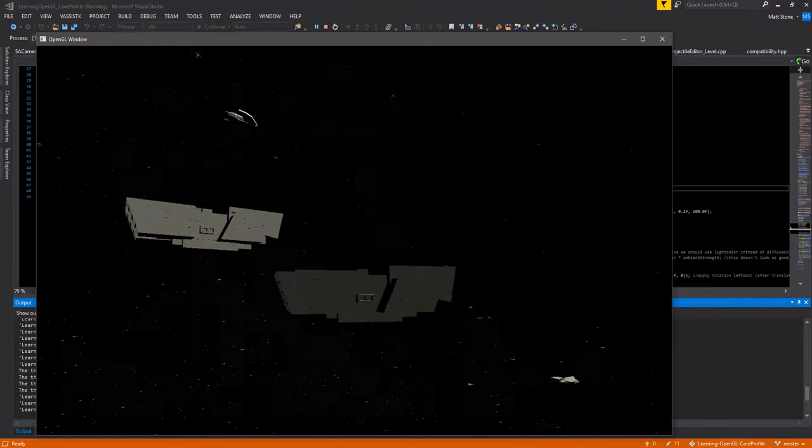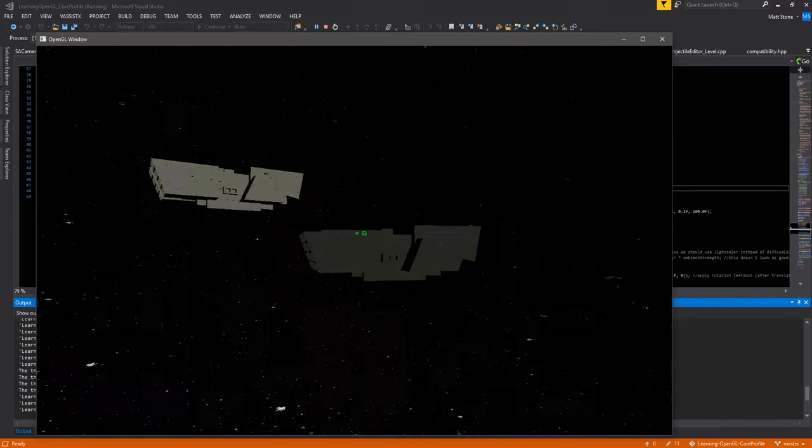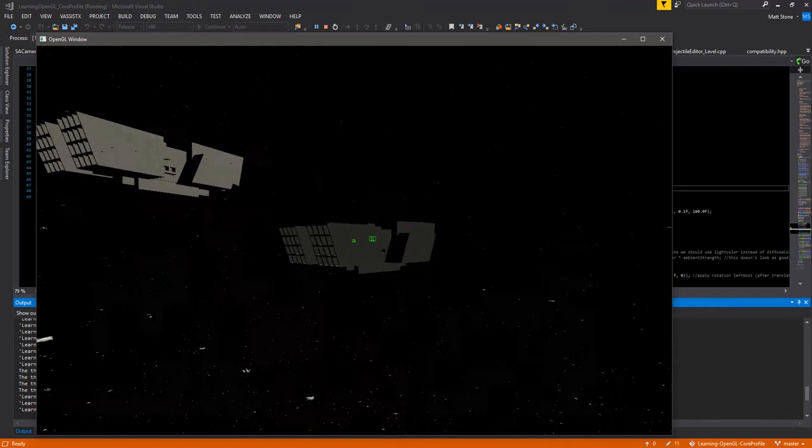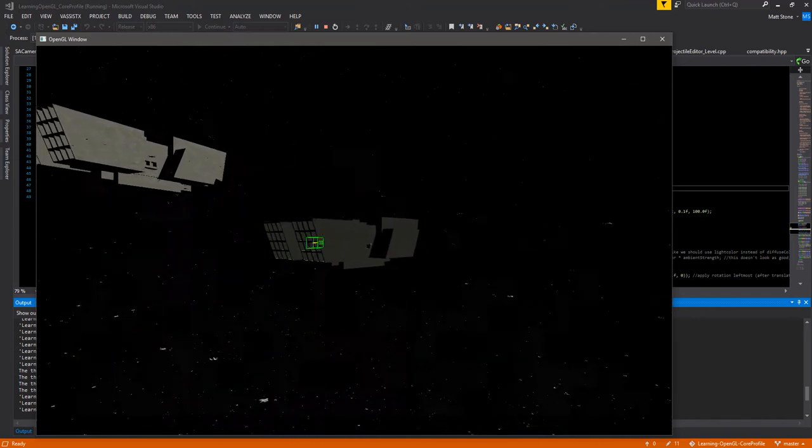And so what I started working on was adding a collision shape around it. As you can see, there's a stretched cube matching the model. But I don't think I'm going to go with that.